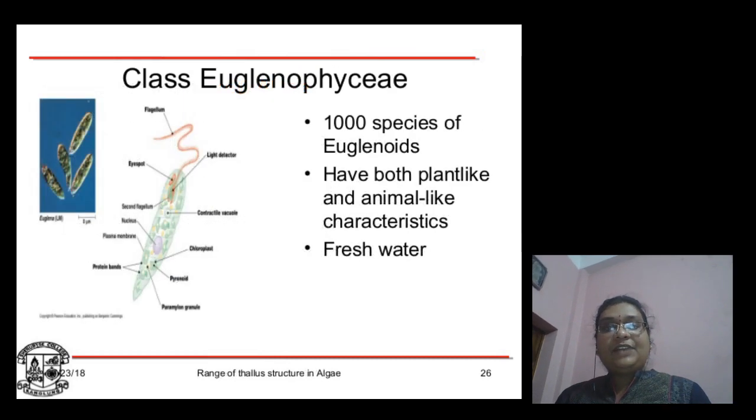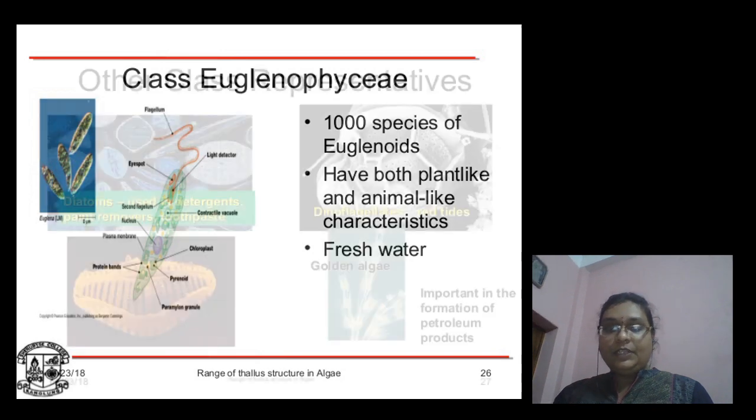The next class of algae is the euglenophyceae. There are nearly 1,000 species of euglenoids which are placed under euglenophyceae. They have both plant-like and animal-like characteristics. This is the speciality of this class. They are neither considered to be complete plants, nor complete animals. They are found in fresh water. The previous algae we have seen are found in sea water, but here they are usually found in fresh water.